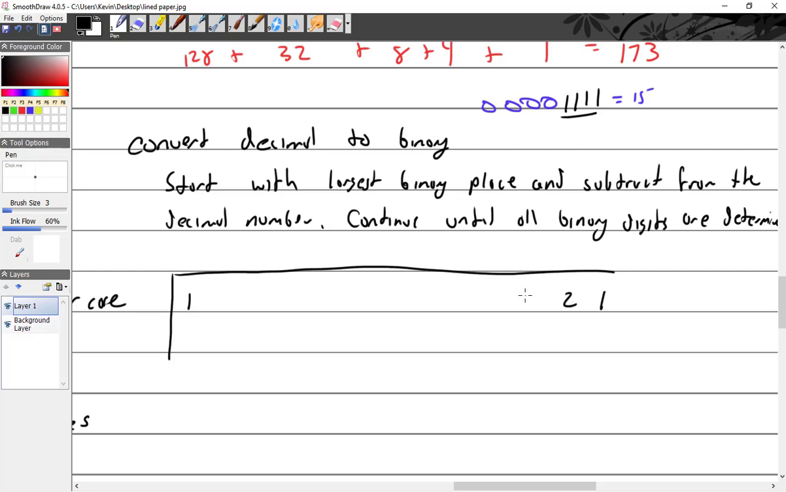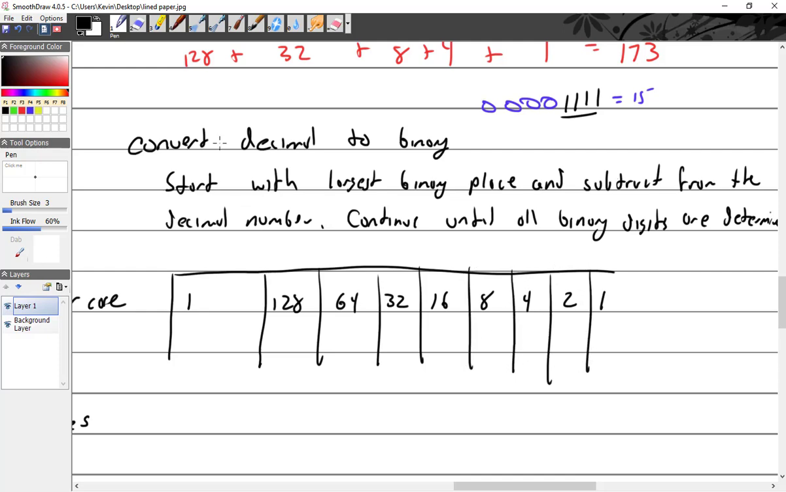All right, so make my chart: 1, 2, 4, 8, 16, 32, 64, 128. What's our number? Let's convert and make it 233. 233 is my number. I've got to convert that to binary. All right, so can 128 go into that? Yes. So I'm going to give it that. So now I go 233 minus 128 equals.